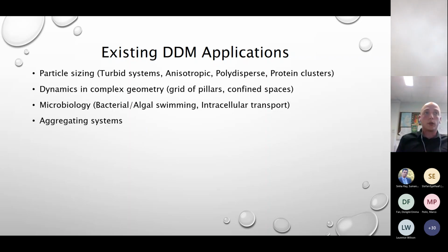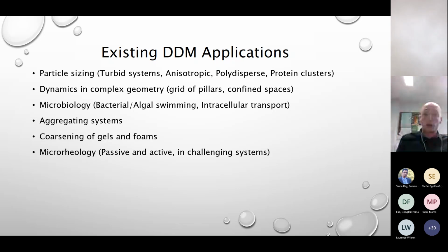I've talked about cell transport. The particle sizing leads nicely on to looking at aggregating systems and the coarsening of gels and foams. You can do microrheology. So far, I demonstrated passive microrheology, or went over it very briefly. By combining it with other setups, you can do active microrheology. You can even do DDM in external fields. People have looked at the yielding of emulsions under shear. Adroot's demonstrated that you can do particle sizing under flow as well.